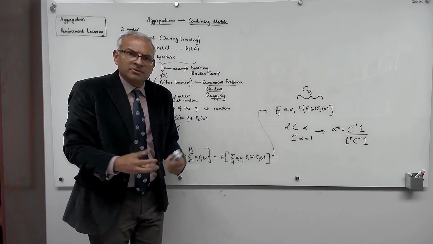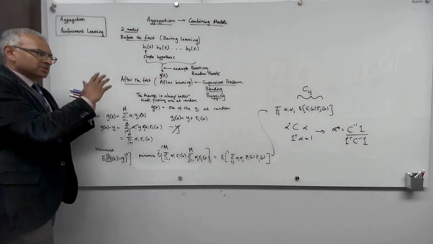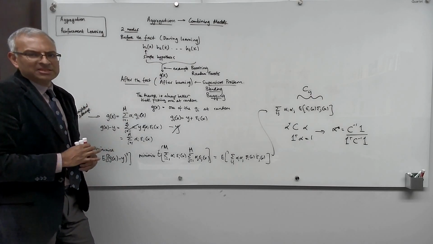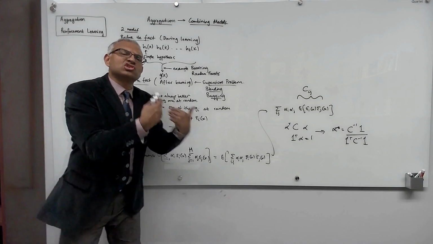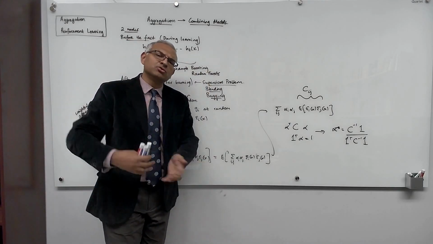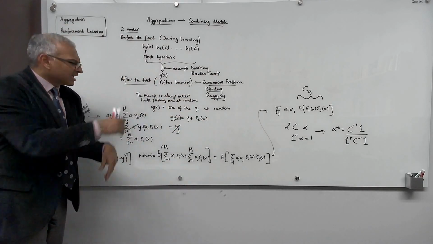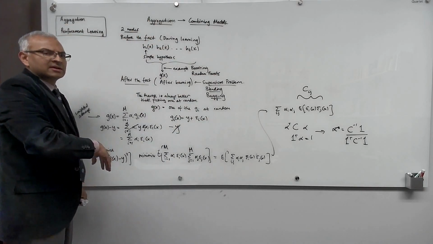Okay? So there are principled ways of aggregating. What that means is combining hypotheses, ensembling them. And now if you want to read more, you can read up about ensemble methods, you can read up about boosting, you can read up about blending, bagging, and so on and so forth, but this is the general idea.